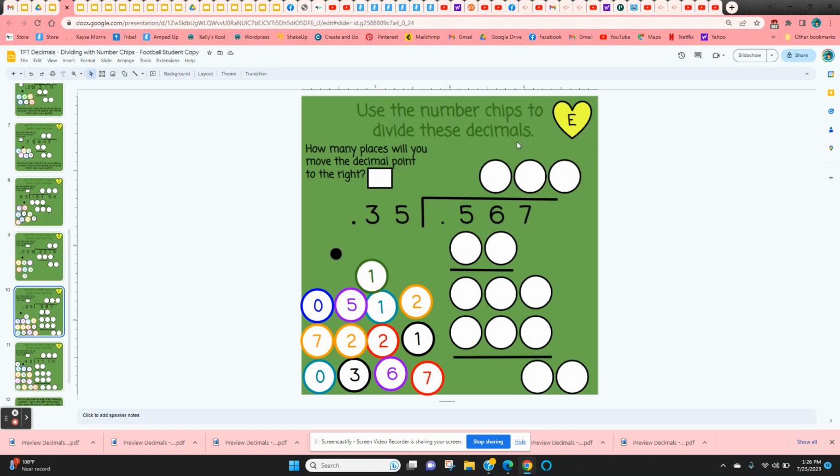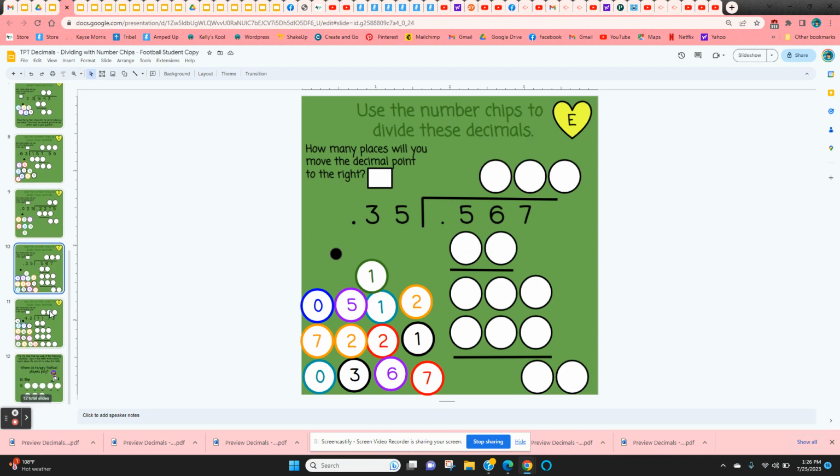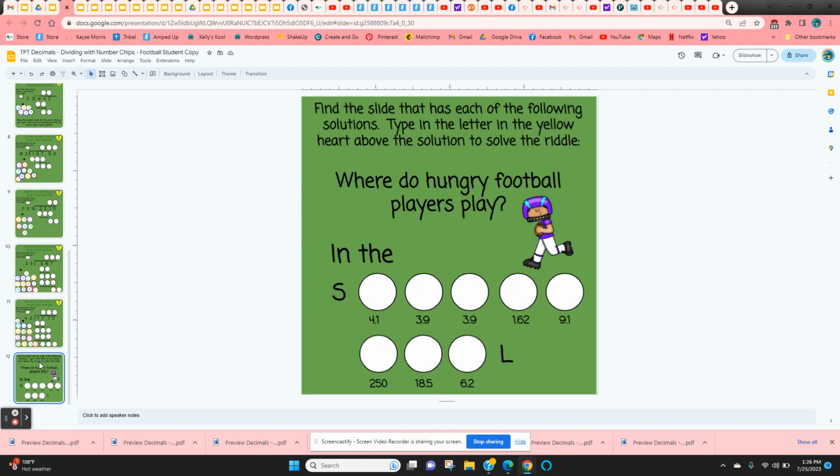Now, if you'll notice, every slide in which there are number chips, there's a yellow heart with a letter in it in the upper right-hand corner. That's going to help them on the final slide when they solve a riddle that has to do with football. So where do hungry football players play? Now, to find the solution, they have to find all of these answers on a previous slide.